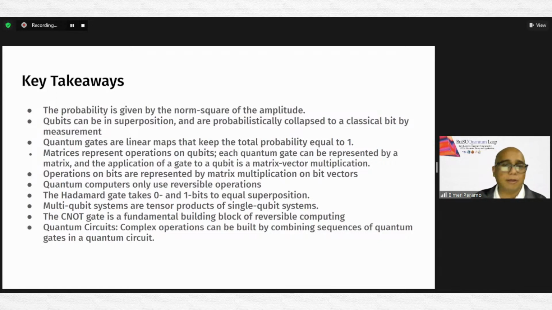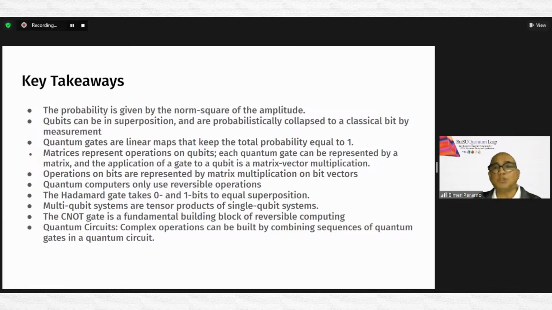I don't want to overwhelm you with a lot of mathematics, so I've just shown you what I think are the important parts based on what I discussed yesterday. The different gates are basically just matrices, and later on in the lecture I will also be discussing linear transformations and linear operators, which are probably just the same thing. Key takeaway here: qubits can be in superposition and are probabilistically collapsed to a classical bit by measurement. And quantum gates are just linear maps, linear transformations, linear operators, or matrix multiplication that keep the total probability equal to 1.